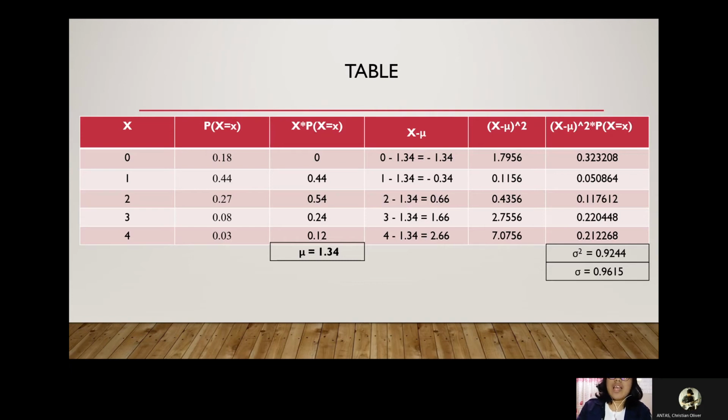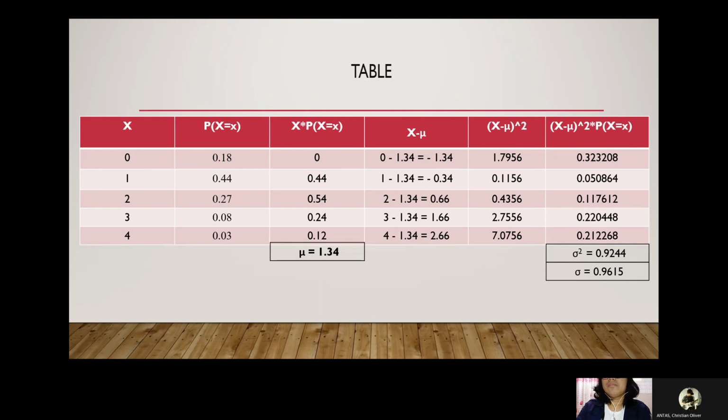Once you've got everything, we add it up to get the variance. So the variance is 0.9244. Then we take the square root to get the standard deviation, and we get 0.9615. We have been told to use 4 decimal places, so I've rounded to 0.9615.